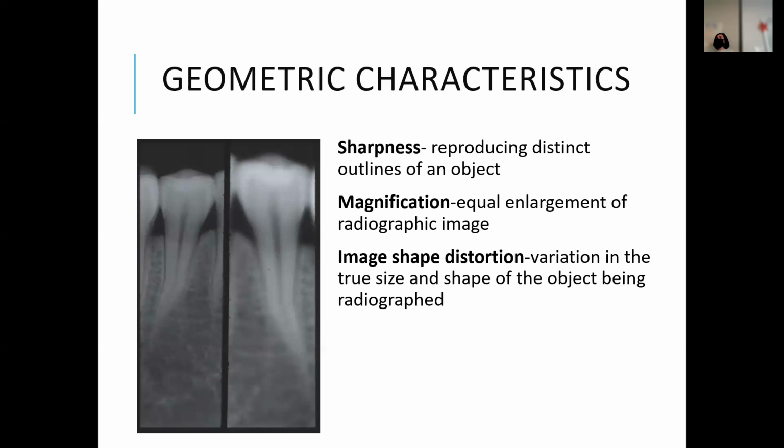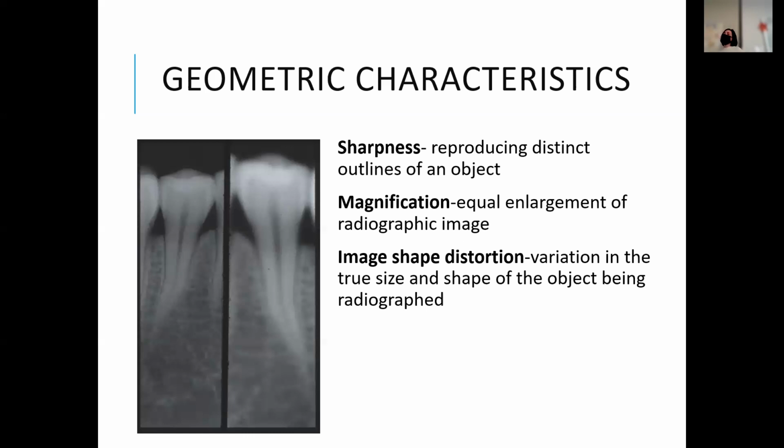Magnification, equal enlargement of the radiographic image. So if something is over magnified, it might look enlarged and blurry. You see that a lot with maxillary roots sometimes, especially palatal roots. It just looks huge and blurry, you know? And so sometimes with distortion, we get that. We can get it other places, but that's just one place I can think of that seems to happen fairly often.